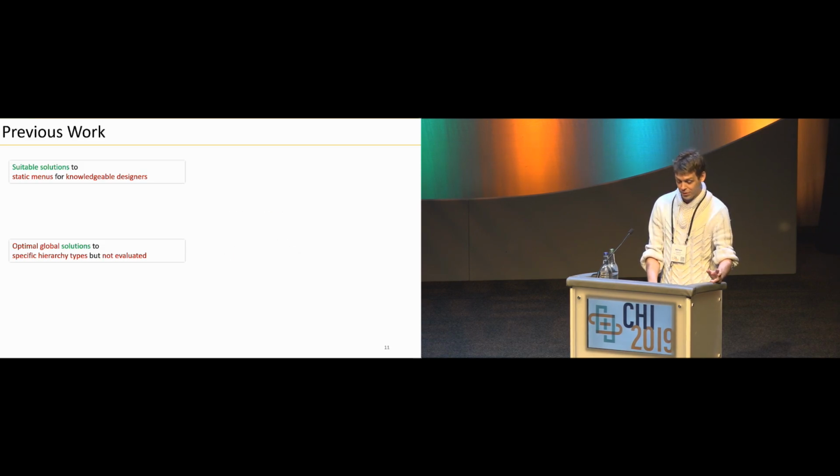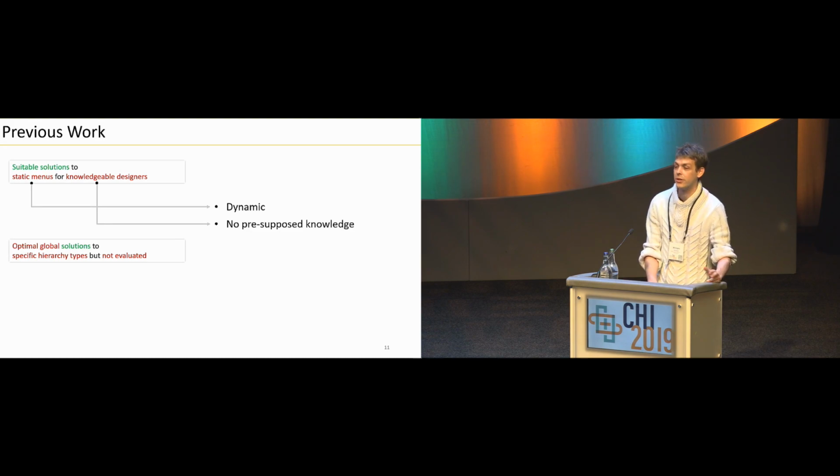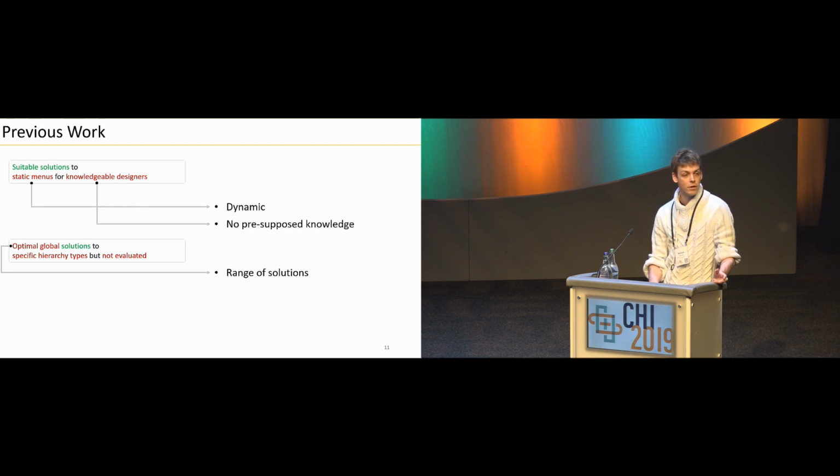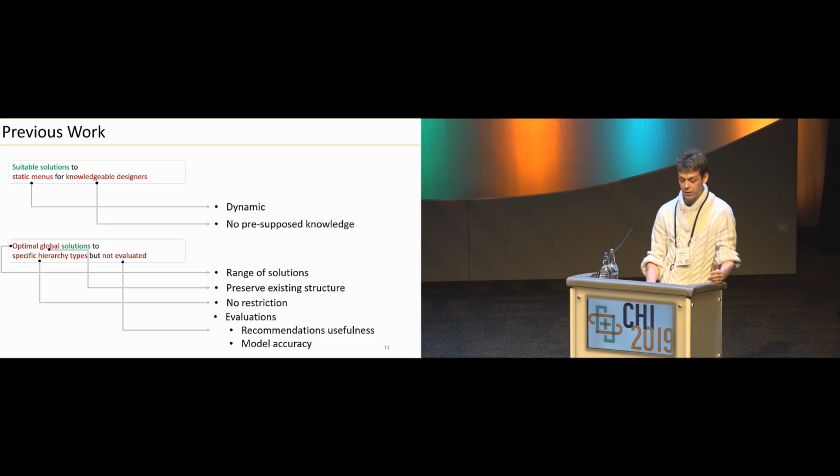So compared to previous work, we focus on hierarchies with dynamic content and without presupposed knowledge from end users, such as the frequency and the grouping. And we want to provide a range of solutions for flexibility, while still preserving the existing structure to not interfere with users' habits. And we also want to not constrain the hierarchy to a specific type. And finally, we also want to validate our approach.